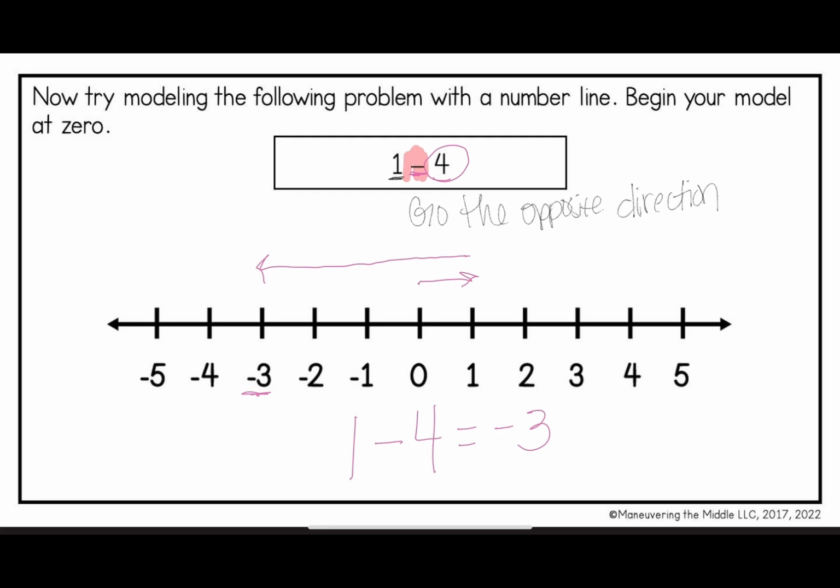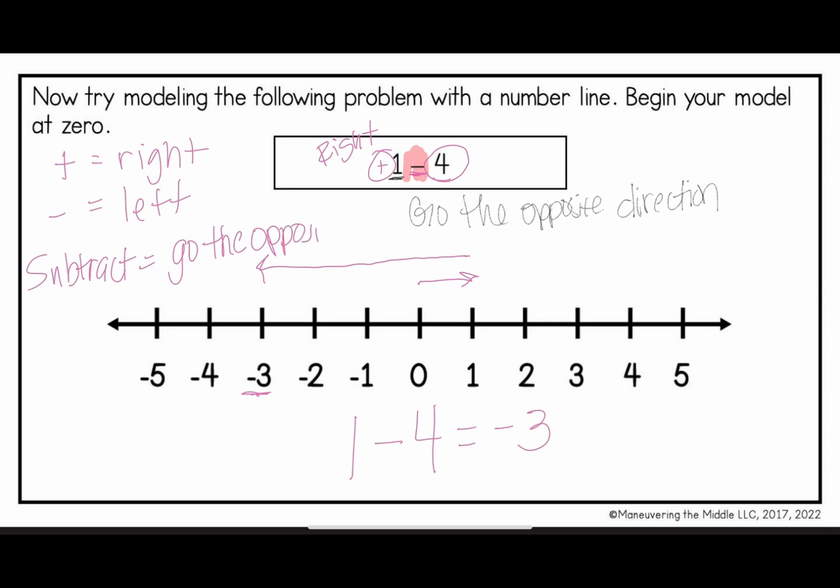So we need to remember that positive means right, and negative means left. So we'll put positive equals right for number lines, negative equals left, and then subtraction equals go the opposite direction.